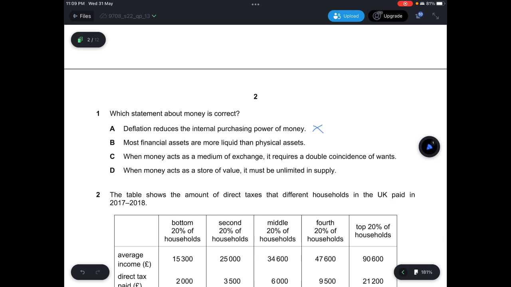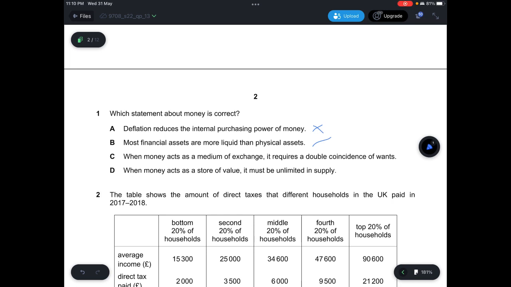B says most financial assets are more liquid than physical assets. Now this is correct. The reason is that financial assets are assets that are not physical, like you technically can't see them. For example, investments and shares. You can convert them into money, that's why financial assets are more liquid. Liquid means you can convert them into money in a short period of time.